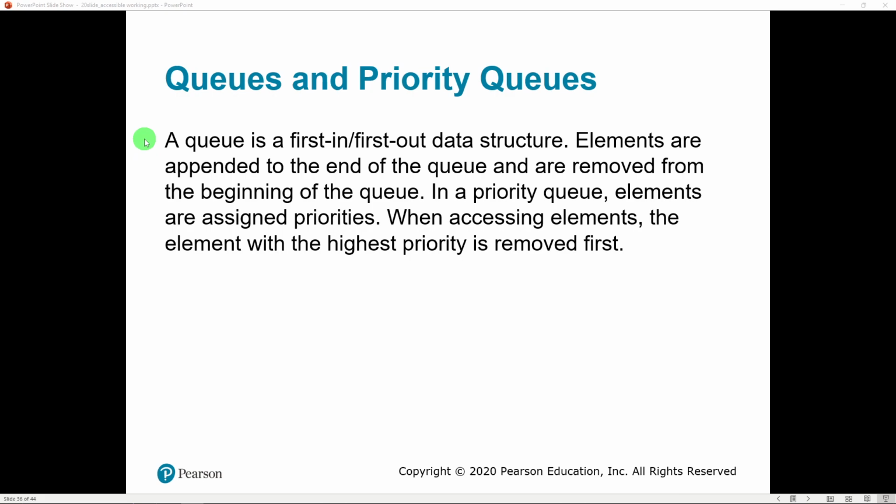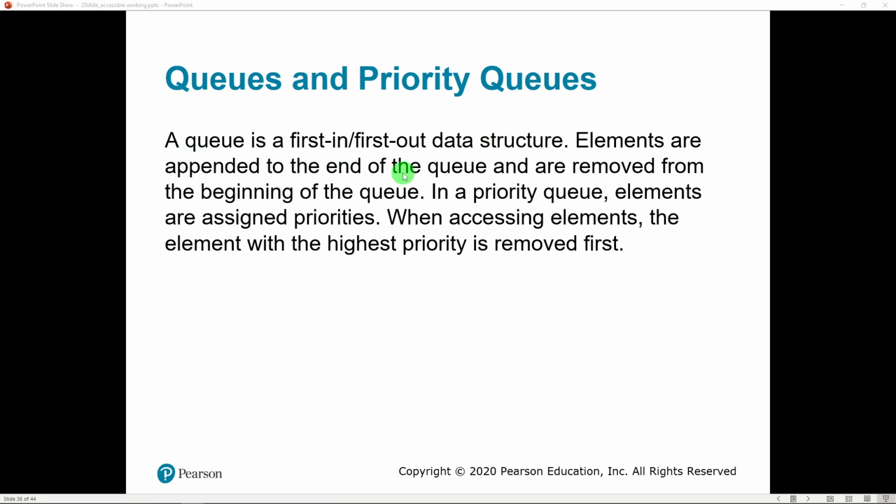People come in one end of the queue and they go out the other end, and the first person into the queue, the first person into the line, is the first person that comes out the other end and gets to ride the ride. So a queue is a first in, first out, or FIFO, F-I-F-O, data structure.